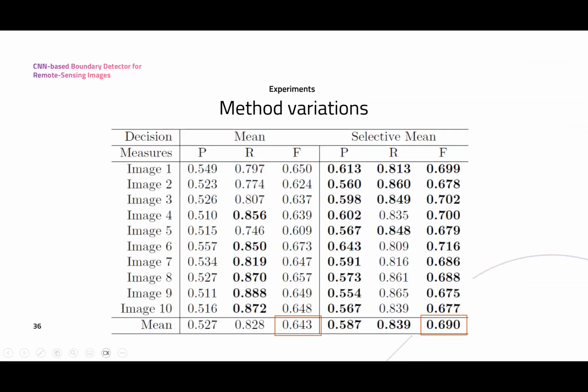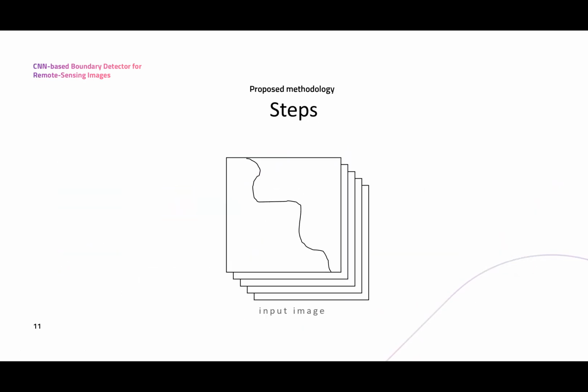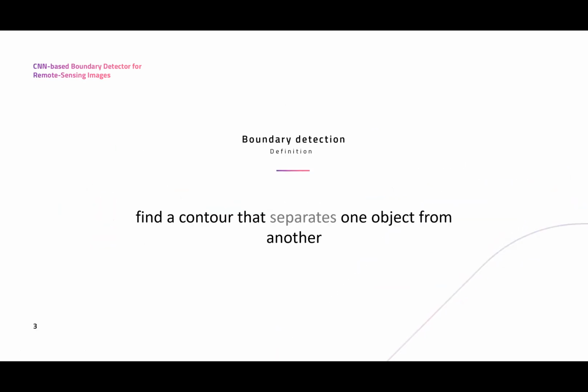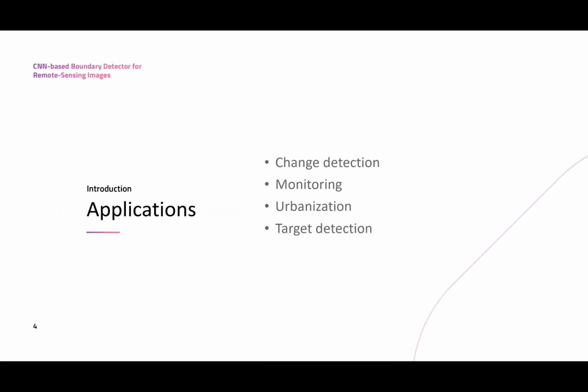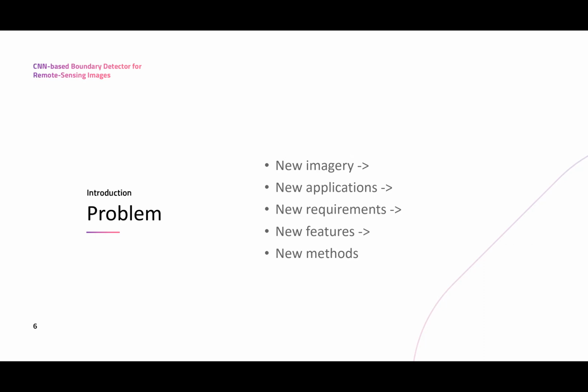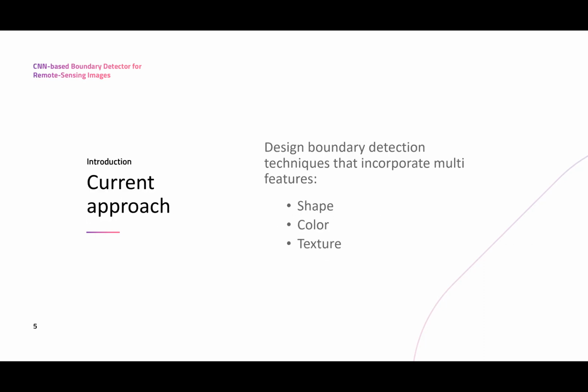So I'll go over the presentation quickly just to recap. What we are trying to do is find a contour that separates one object from the other, being the object region, etc. There are multiple applications for change detection, monitoring, urbanization, deforestation, target detection, etc. You name it. The problem is, when you design a boundary detector and take care of the shape, color, and texture for a particular use case, will it work as well on other platforms or not?